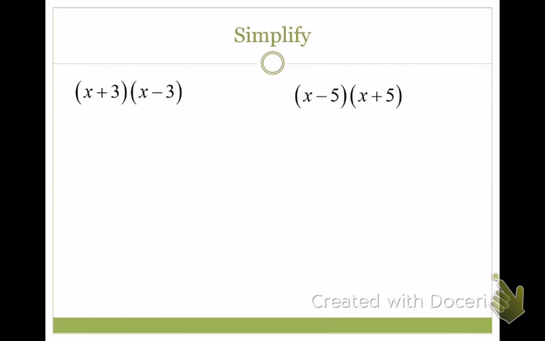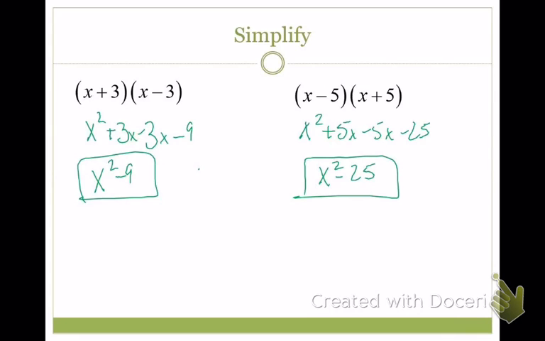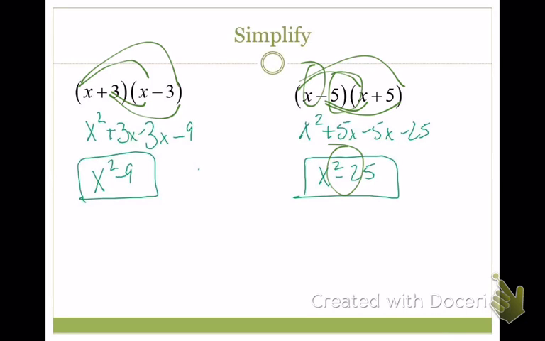Okay, quick review. Multiply these out real quick. You should get this: x squared minus 9 and x squared minus 25. Okay, if we FOIL or double distribute, however you want to look at it, that's what we get. Okay, it's also that sum and difference product in our shortcut: square the first, square the last, and stick a minus sign between them. Okay, two different ways to approach it.